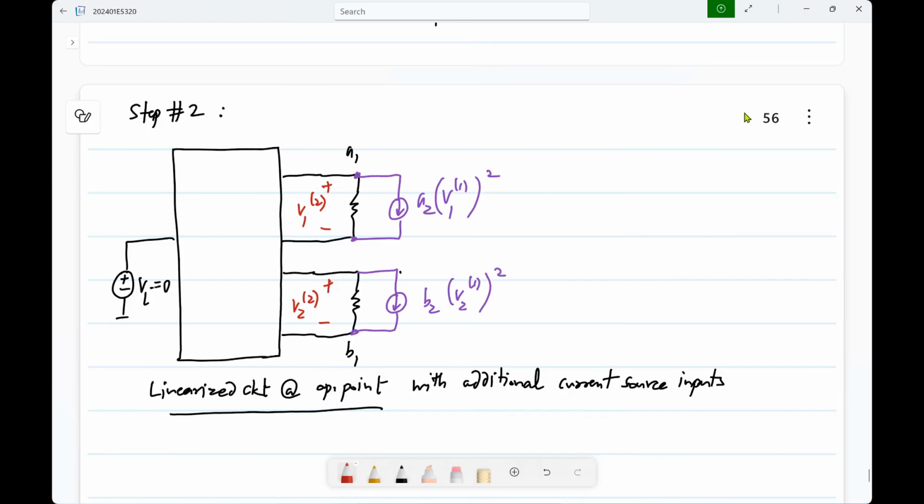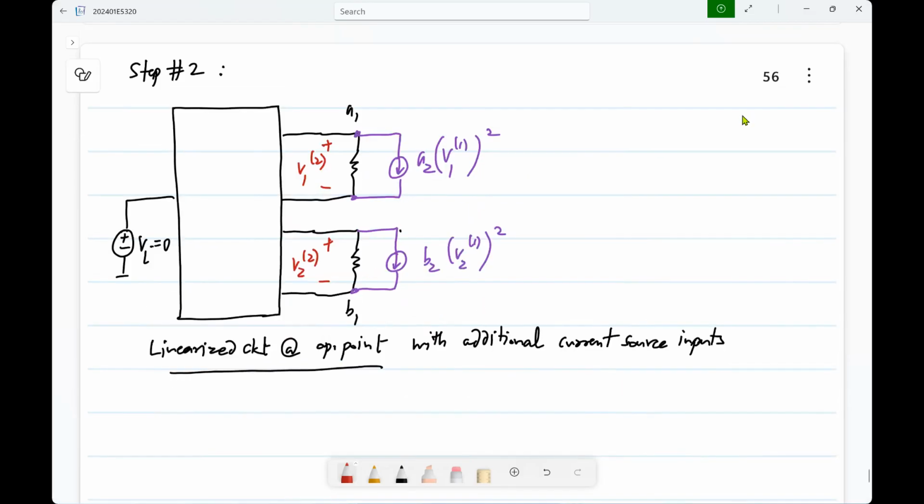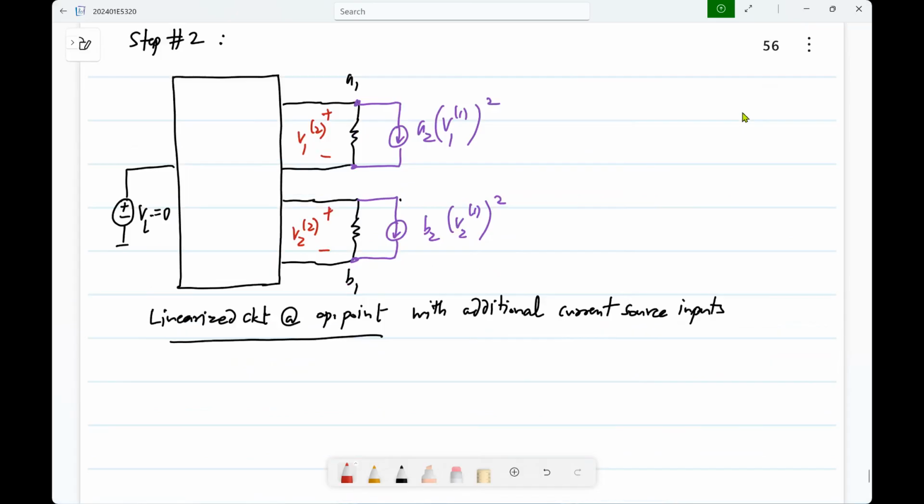Is this fine? Any questions so far? So essentially the second step consists of whatever comes out of the second order nonlinearity, those are the sources. The input source, whatever you think of as the signal input to your circuit, that is 0. And then you do the circuit analysis. Okay. And then you will get these second order solutions, V1 of 2 and V2 of 2.